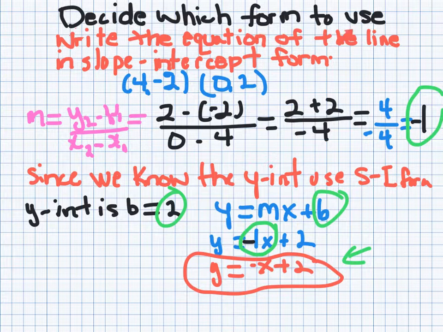How to decide which form to use. Do you use the slope-intercept form, or do you use the point-slope form? So you write an equation of the line in slope-intercept form.